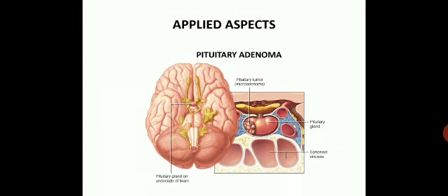So here we can see the pituitary adenoma, which is occupying the sella turcica. If the adenoma is enlarging, then depending upon the pressure over the surrounding structures, we have seen the effect of the pressure upon the different structures.